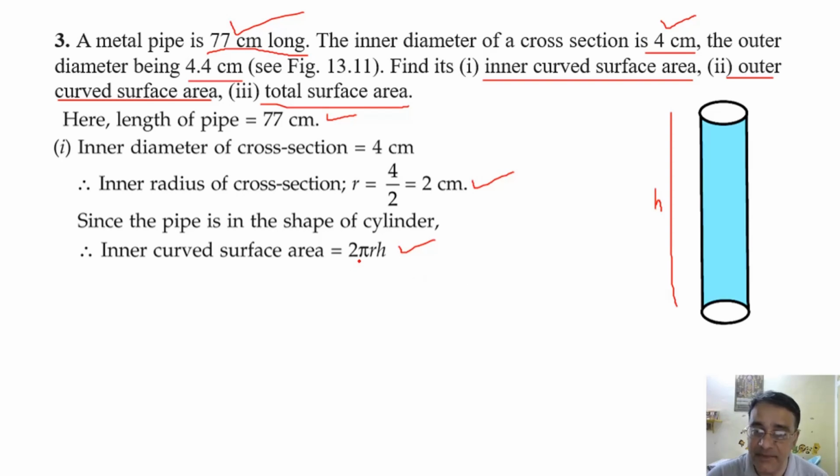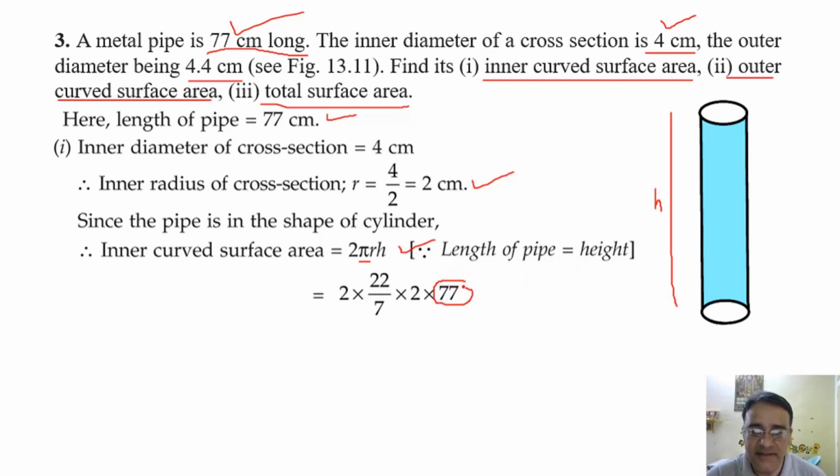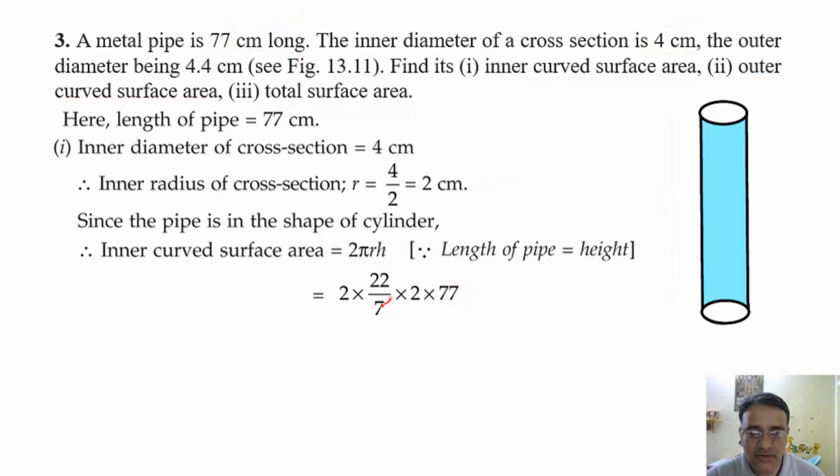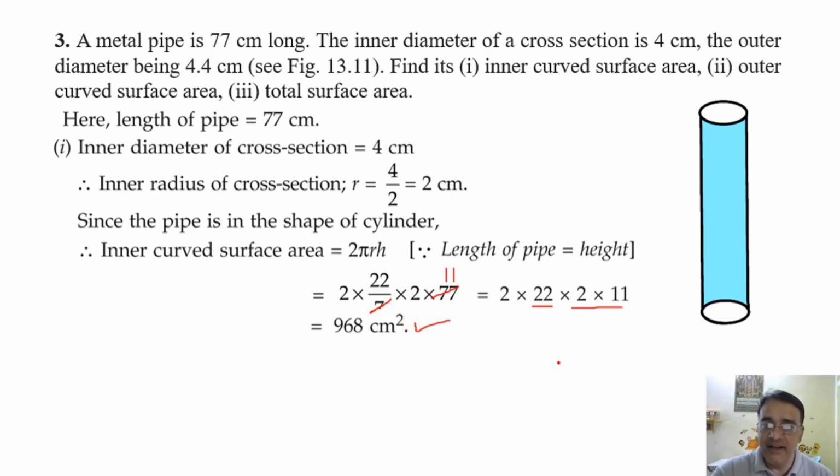What will we substitute for pi here? In the question, nothing like 22 by 7 is given. 22 by 7. Right, 22 by 7 into 2 into 77. Because the length of the pipe is considered as the height of the cylinder, so we are going to substitute 77 in place of h. Okay, now this is cancelling. So 22 into 22 into 2. So we are getting 968 centimeter square. So this is the inner curved surface area.